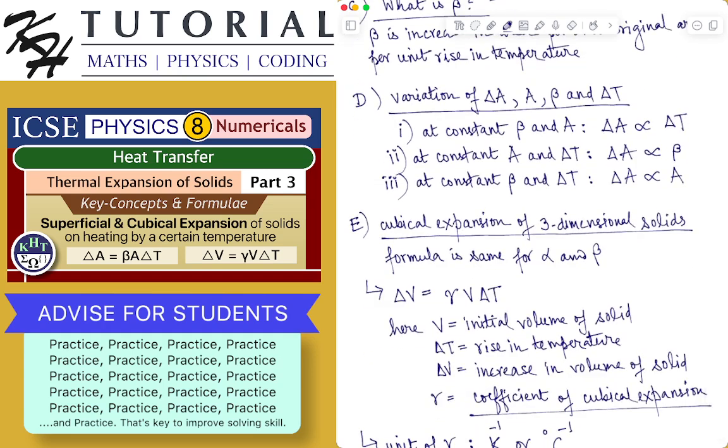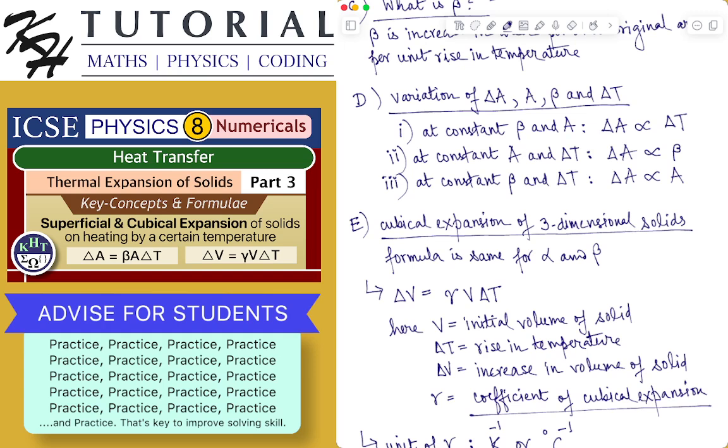Okay, the third concept is cubical expansion of solids. In general, solids have 3 dimensions, that is length, breadth and height, and if you heat them, then their volume also expands, meaning their volume increases. So the formula is exactly the same as linear expansion and superficial expansion. If you heat a solid which has an initial volume of capital V and increase its temperature by delta T, then the increase in volume, that is delta V, will be equal to gamma multiplied by V multiplied by delta T.